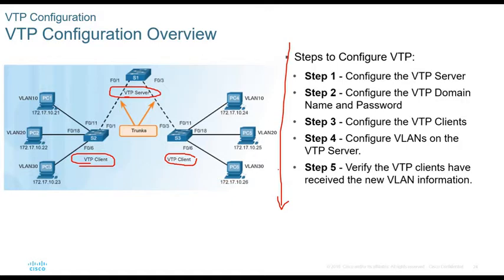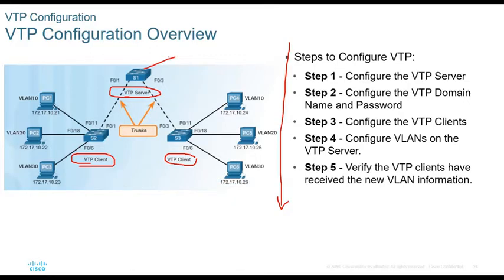Now, number one, you will need to configure the VTP server first. So amongst the switches, you identify which will serve as the server. In this case, we identified S1 to be the server. The next procedure is for you to configure the VTP domain name and a password. As I said, the domain name must be the same on all switches configured that is running on that particular server.